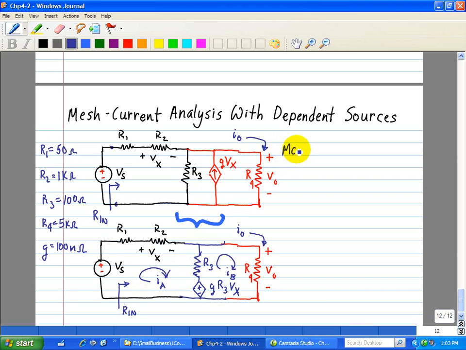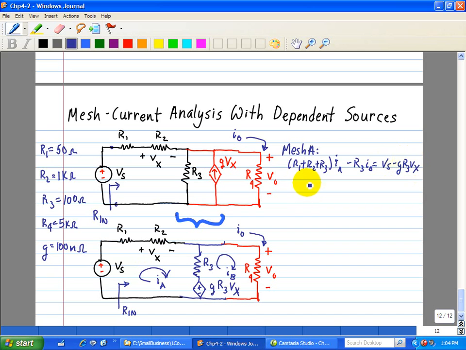Now we can do a mesh analysis for loop A, and we can see that the currents in common is R1, R2, and R3. So this is just simply R1 plus R2 plus R3 times IA. And then what's opposite to IA is a minus R3 IB, and then our voltage source on the other side is just VS, and we see that this dependent voltage source now is opposite in polarity when we go around the loop here to minus G R3 Vx.